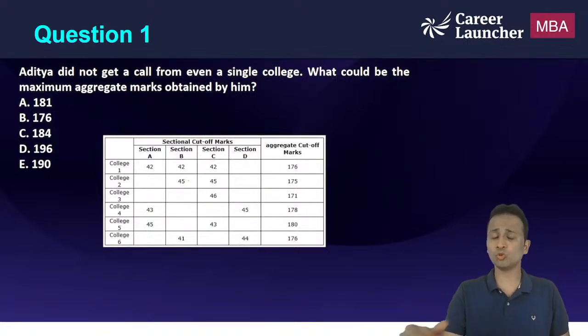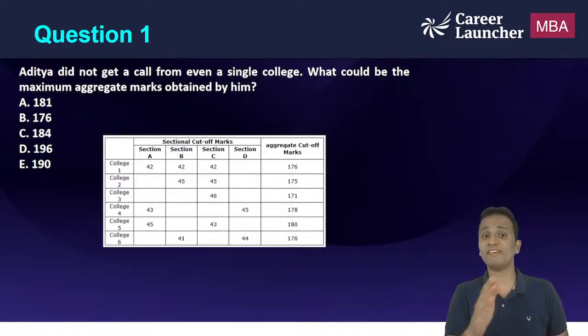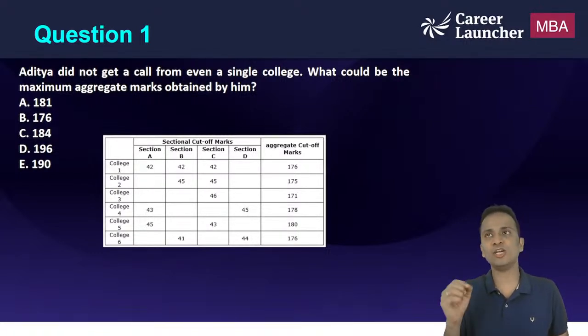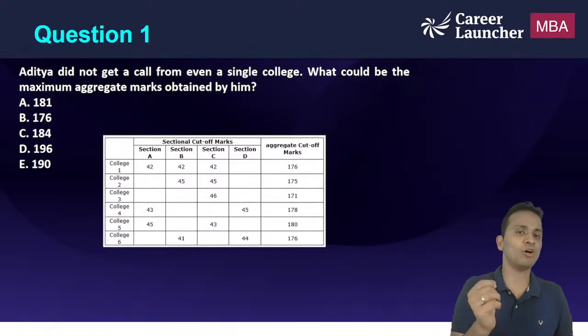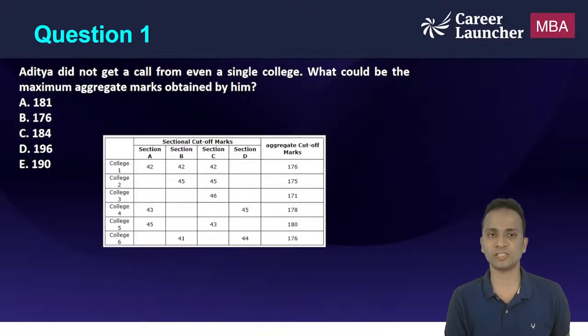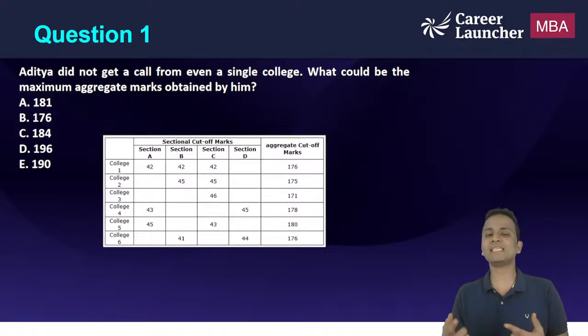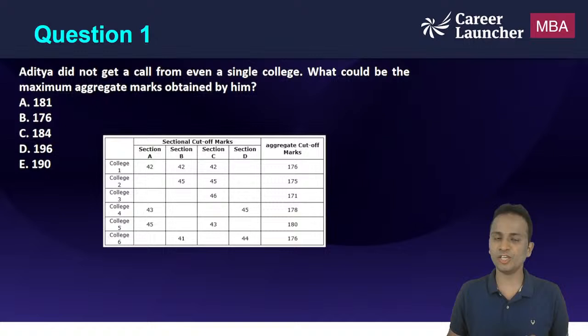He has cleared 3 sectional cutoffs, but since he has not cleared the sectional cutoff of section D, this person will not get a call from college 1. Okay, so to get a call, I have to clear all the cutoffs, all 5 of them, 4 sections and 1 aggregate. But if I don't want to get a call, I can miss the sectional cutoff of any one of these 4 sections. ठीक है? So किसी भी एक section की sectional cutoff clear नहीं हुई, then I will not get a call from that college. Okay?